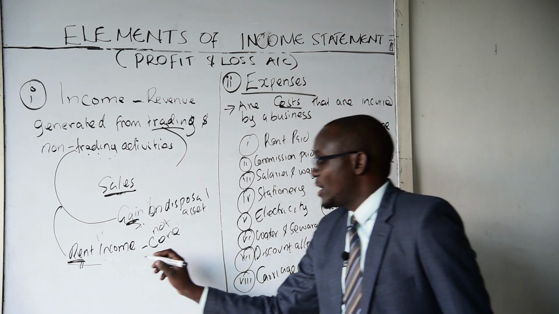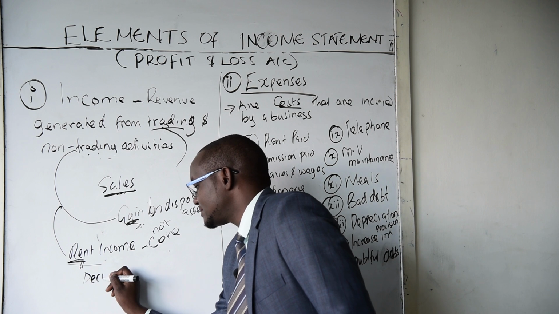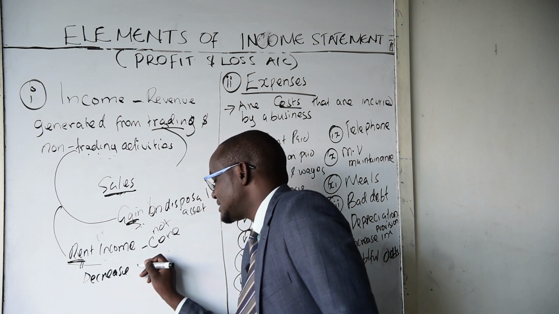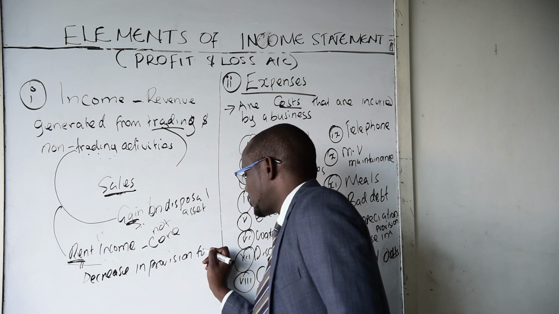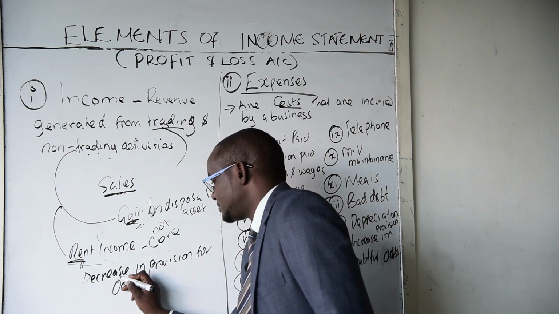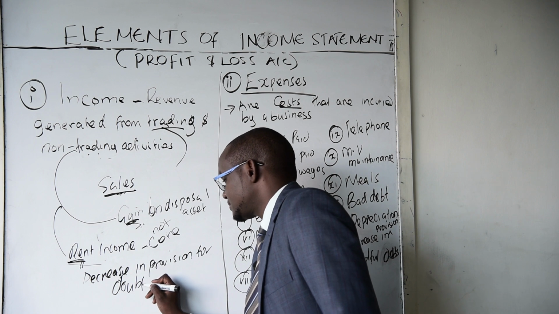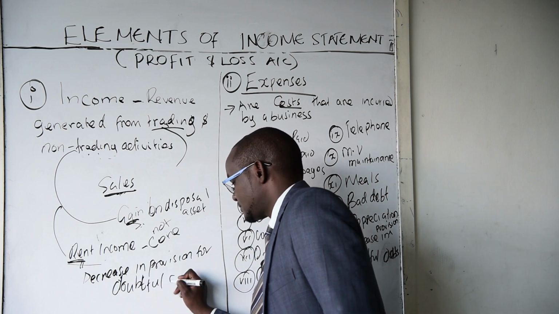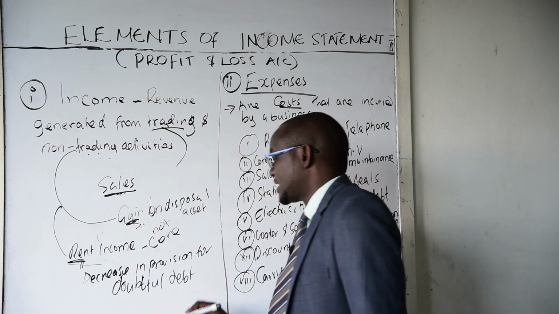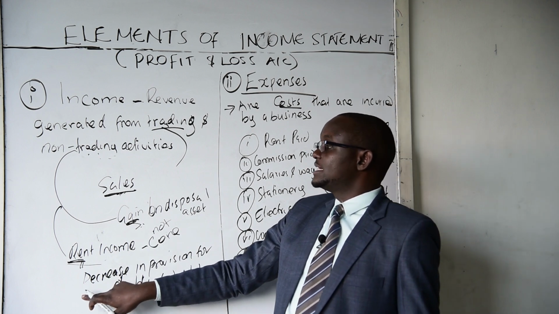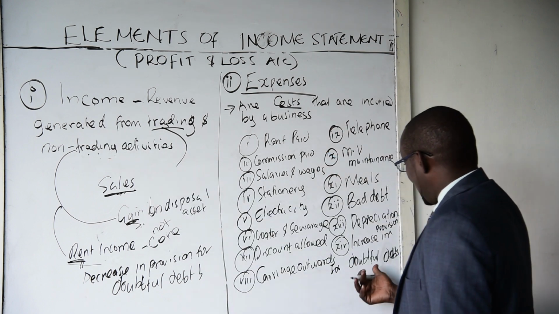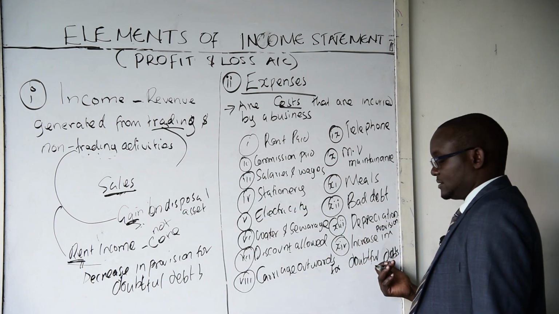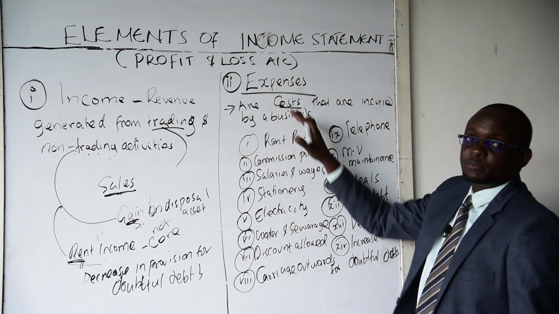However, when there is decrease in provision for doubtful debts, this becomes an income. When there is decrease in provision for doubtful debts, it's counted as an income, while increase in doubtful debts is counted as an expense.